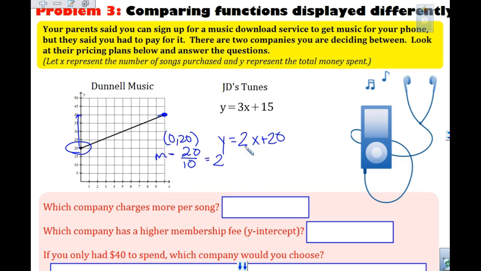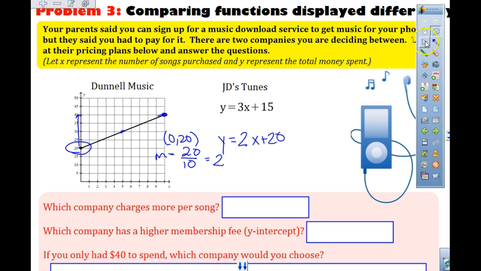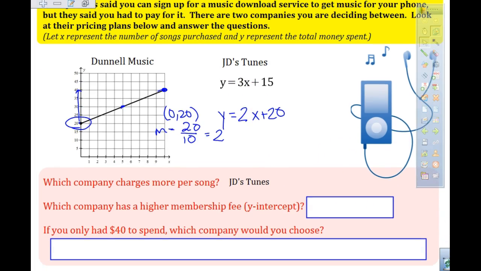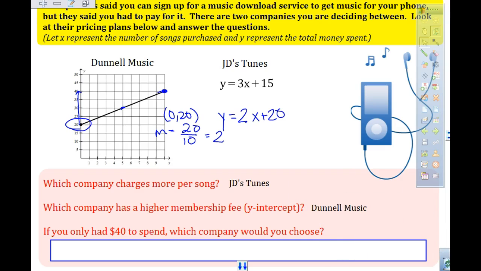And I heard someone say that earlier, that, oh, look at here. For 5 songs, it was $30. So it went up $10 for 5. So $2 a song if we are looking at it. So now it says, which company charges more per song? So if we are looking at which one charges more per song, we would say JD's tunes, right? How much are they charging per song? 3, right? Which company has a higher membership fee to get in? Definitely Danelle. $20 versus $15.